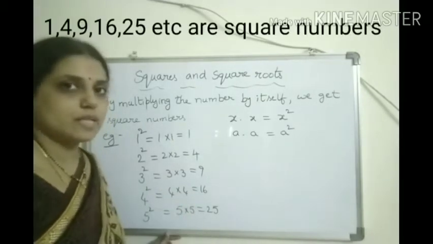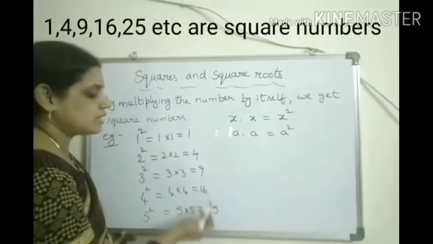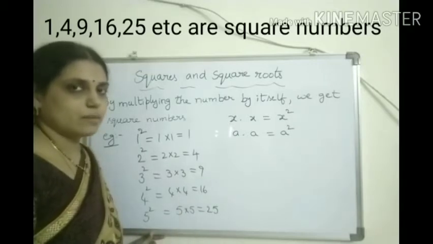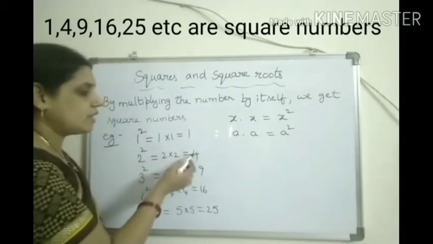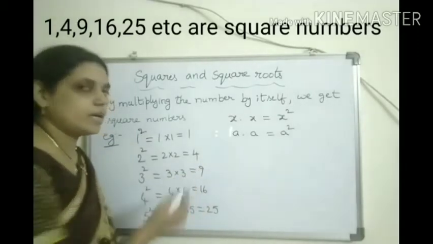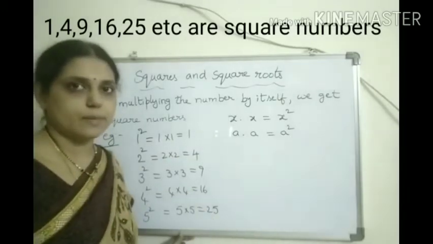All the numbers are not square numbers. Here you see 1, 4, 9, 16, 25. Next one is 36, 49. These are the square numbers. In between 1 and 4, no other perfect square is there. Just like that, in between 4 and 9, no other perfect square is there. These are the perfect square numbers.